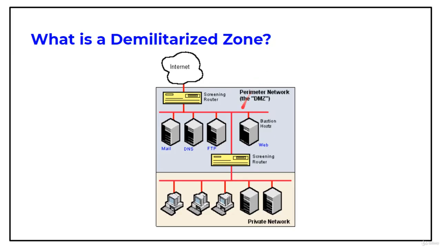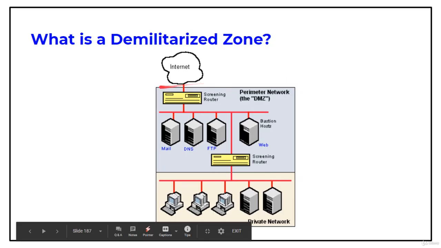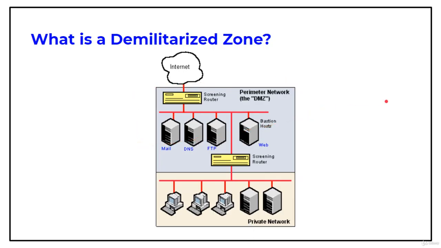So as you can see on the screen, this is the internet, and the blue region, this is the DMZ, that is the demilitarized zone. Now in the demilitarized zone, which are the services that are available? That is mail, DNS, FTP and web. Now these services are available in the demilitarized zone, which means if a client wants to connect to the private network or use any of the services that are in the DMZ, the first thing is to pass the packet to the screening router, and through the screening router they can access these services.